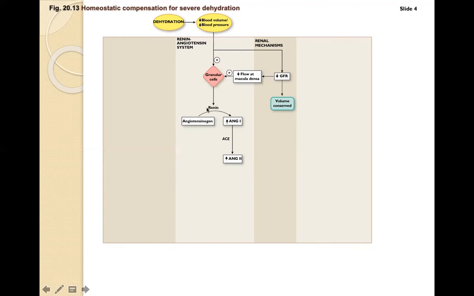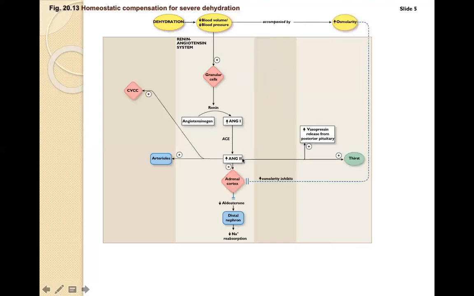And so we know that renin is going to act on angiotensinogen and cleave it to form angiotensin 1. That's going to travel through the bloodstream. And while it's traveling through the bloodstream, it's going to get converted into angiotensin 2. And that angiotensin 2 has a multitude of effects. And we've learned what those effects are.